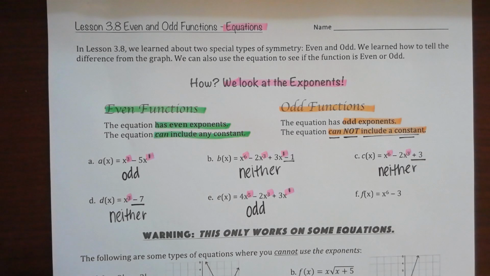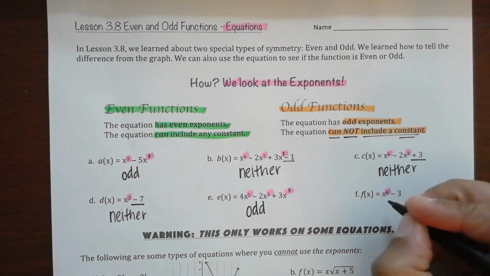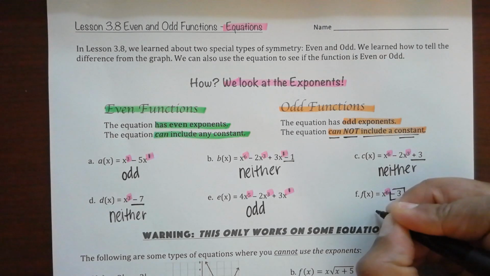F. F of x equals x to the 6 minus 3. You tell me. How do we know? And even functions can have constants, can they not? So this function is?